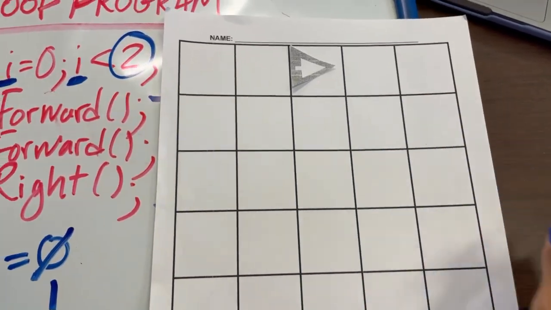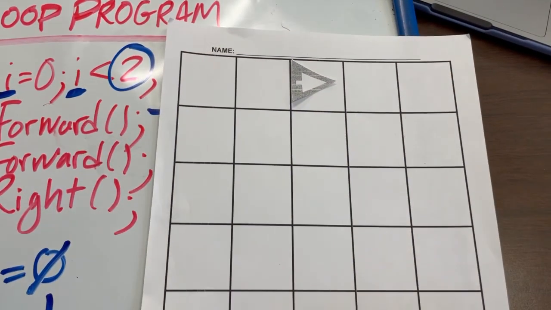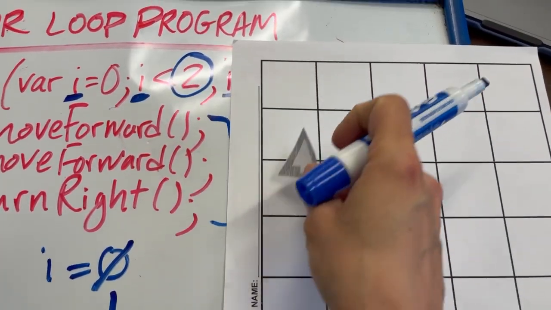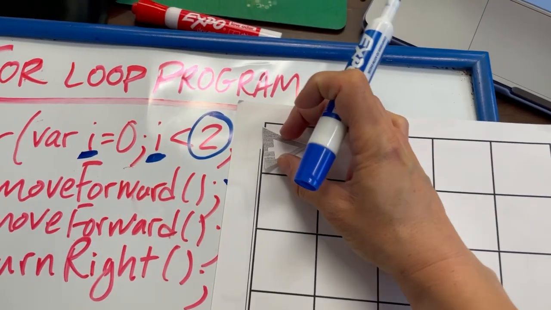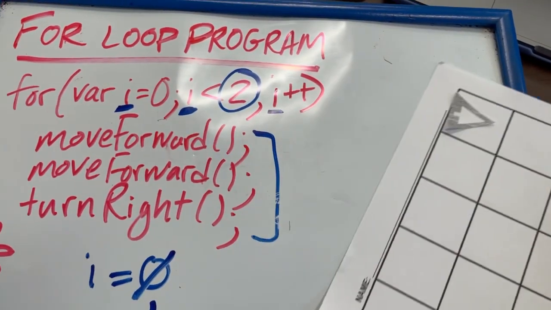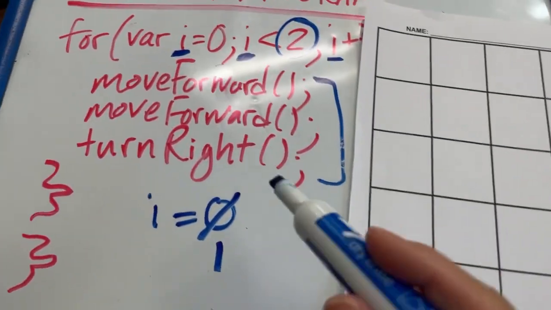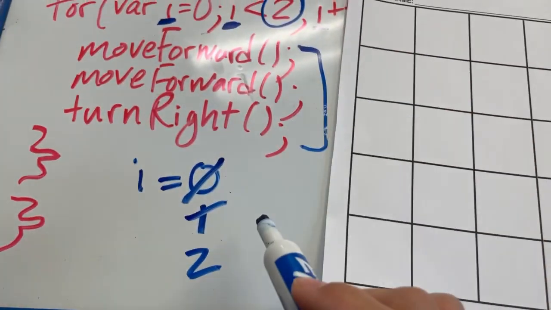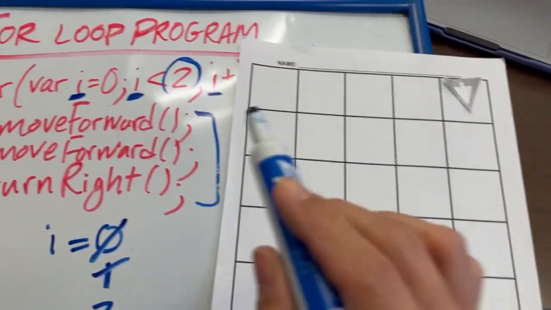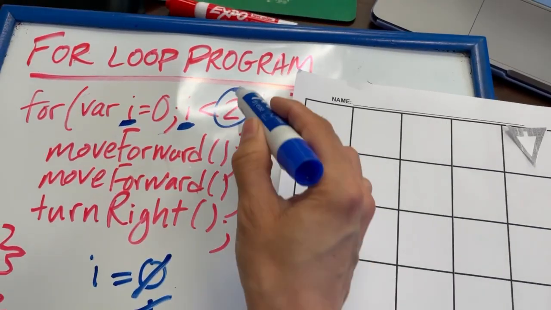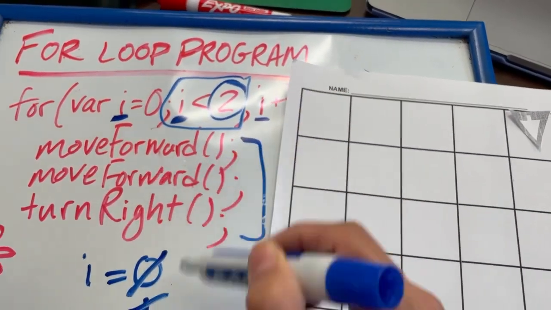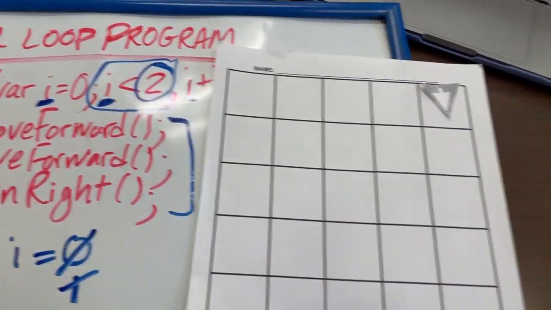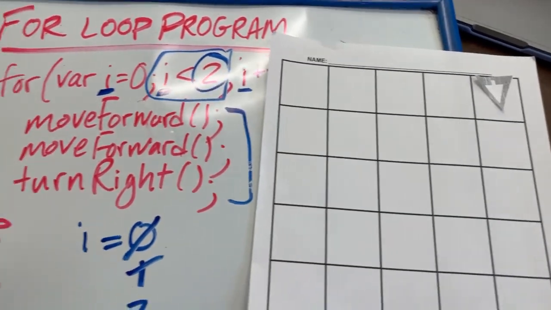Again, our robot's facing that way. So forward is not this direction. Forward is based on where the robot's facing. So forward, forward, and right. And that would be the second round. I becomes 2. 2 is not less than 2. So at that point, our robot stops because this program can't run. If this part is not true anymore, it can't run, right? So we've run it 2 times, forward, forward, right, forward, forward, right. And that's the end result of where our robot would be.